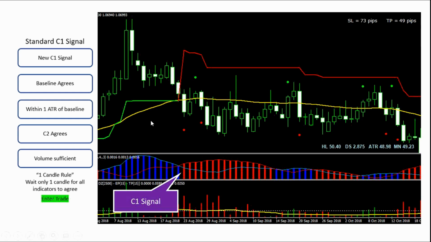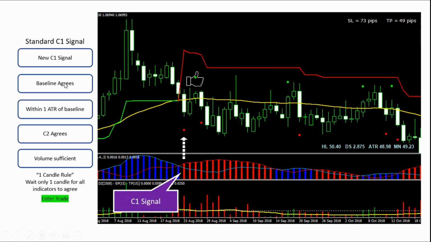Now in this particular case, it's actually crossing the baseline at the same time, but please know that's not necessary or required for a standard C1 signal. The next thing is you have to make sure that it's within 1 ATR. So you don't want this price to be too far away from the baseline. Okay, see how that's coming down, not too far away. So check, those 2 things are good.